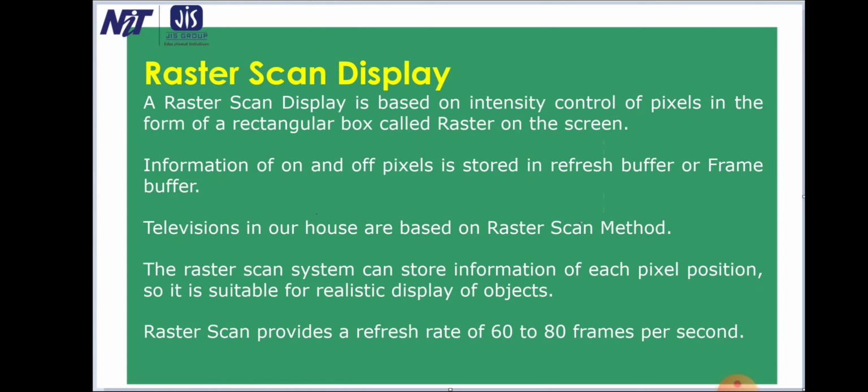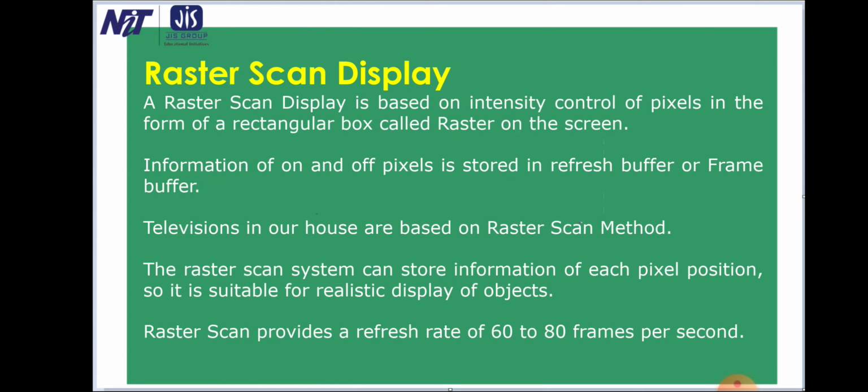Now, if we take into consideration the picture definition property, picture definition in raster scan system is stored as a set of intensity values for all the screen points called pixels in a refresh buffer area. In random scan system, picture definition is stored as a set of line drawing instructions in a display file.